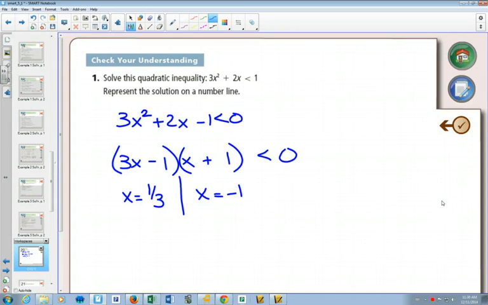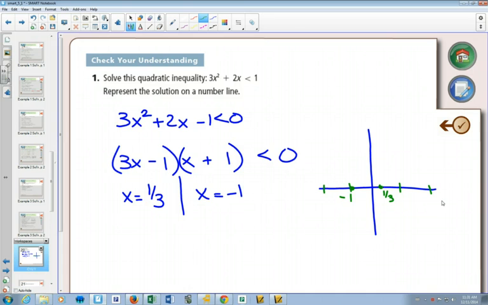Those are our critical values, our x-intercepts, our zeros, our roots, our solutions. Did I miss any? I think I got them all. So now to figure out the solution, this is how it works using the graph. We know from our graph that -1 and 1/3 would be our two x-intercepts.